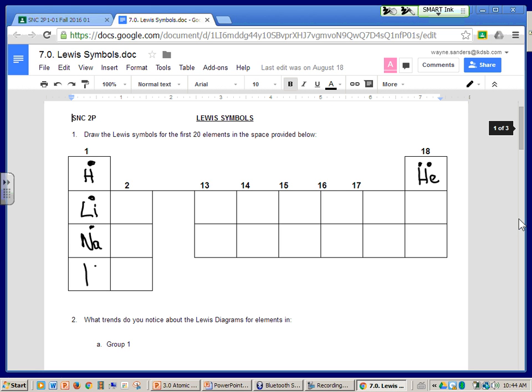I'm going to move down again to potassium, also in group 1. How many dots? 1. Your sarcasm is indicating to me that you get it. I like it.